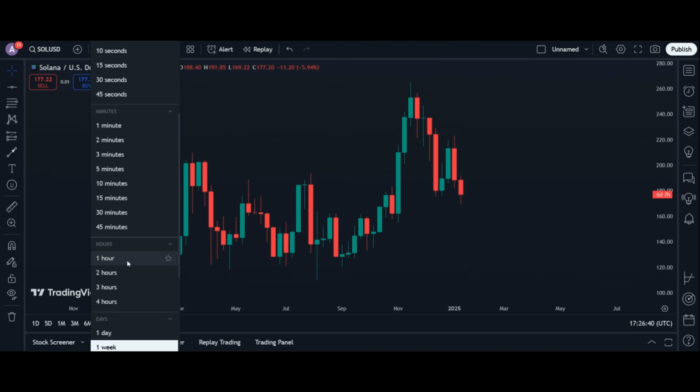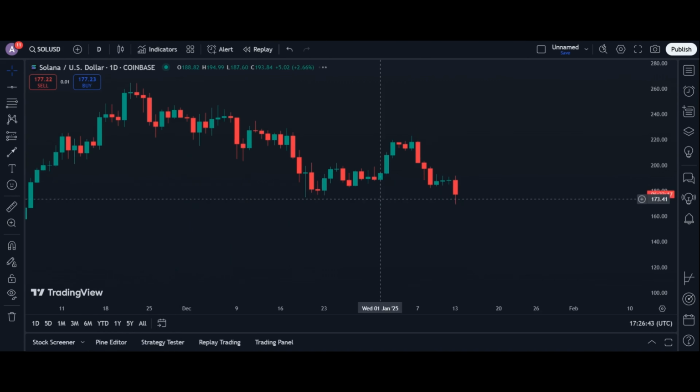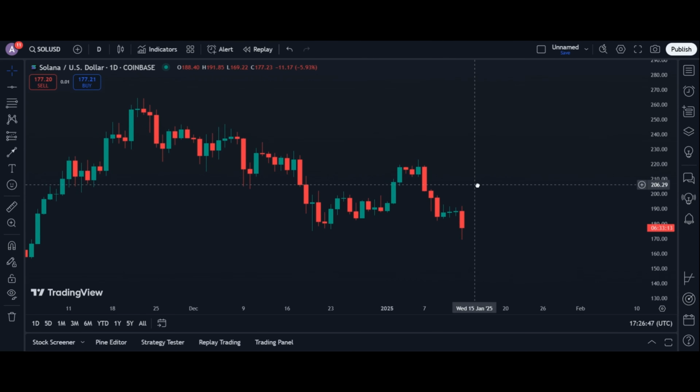And for more approval, let me erase these arrows. I will change the weekly time frame to the daily time frame, and we can see that in the daily time frame, from 23rd November till now, this is a downtrend because it is composed of lower lows and lower highs. So the latest trend of Solana is a downtrend 100%.